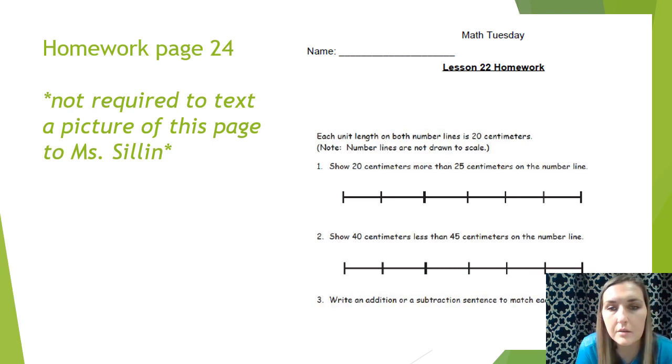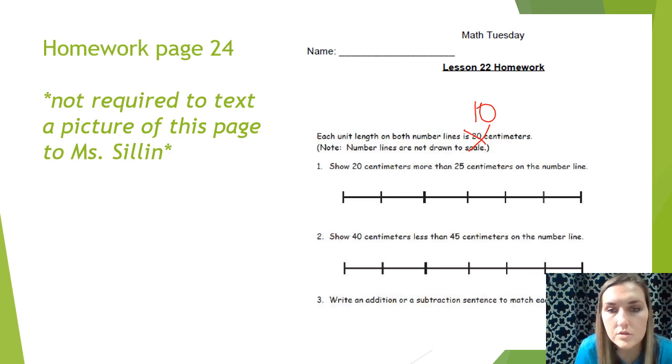Each unit length on both number lines is. Now, this question is saying 20. We didn't ever practice that, so I'm going to cross that off. Please cross it off. And let's change it to 10, okay? The unit length on these is 10.